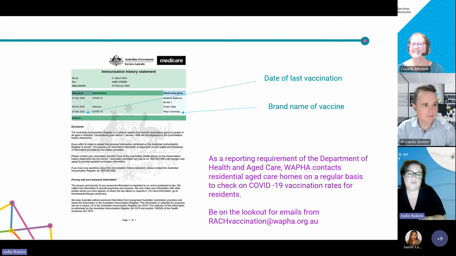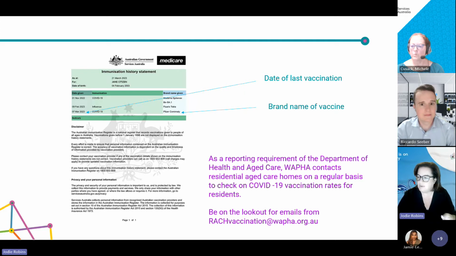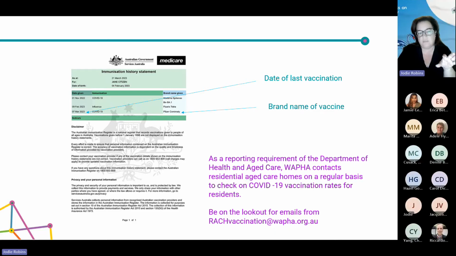So I just wanted to talk very, very briefly about the immunisation history statement. This is the paper version that most people will see. I just needed to remind you, if you get one of these, to check the date of your last vaccination, which will be at the bottom of the screen. The brand name of whatever vaccine you're looking for is on the right-hand side. And as a reporting requirement of the Department of Health and Aged Care, WAFA contacts residential aged care homes on a regular basis to check on your COVID-19 vaccination rates for residents. So be on the lookout for those emails.